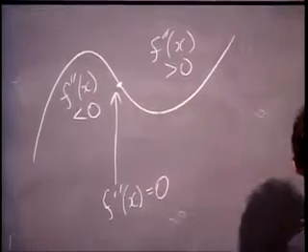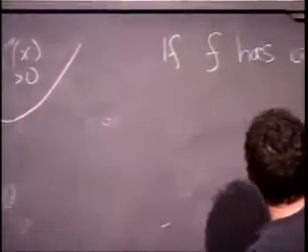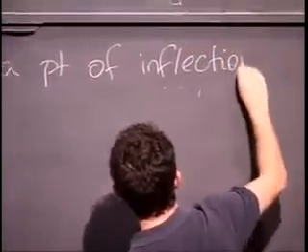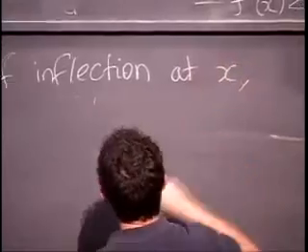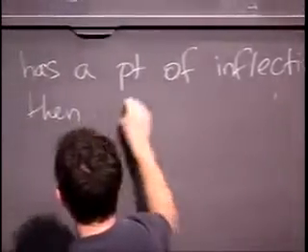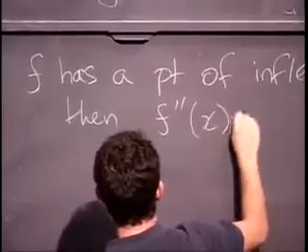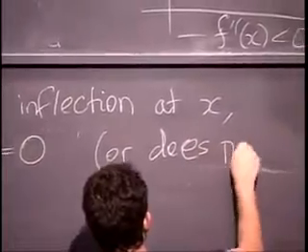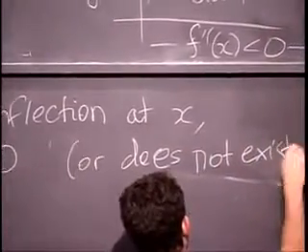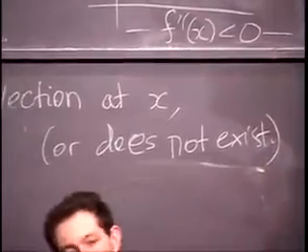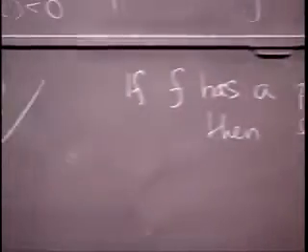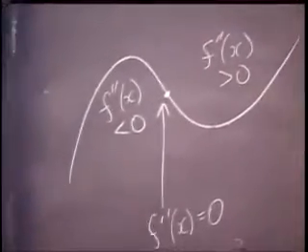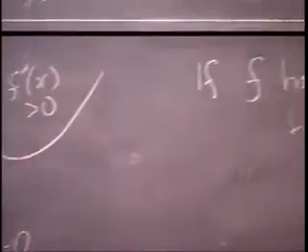So if f has a point of inflection, that's what this is called, at x, then f double prime of x equals 0 or does not exist. It's the same thing with critical points, except now it's the second derivative. So what actually is a point of inflection? Well, that's a point where it's concave up on one side and concave down on the other side. So it switches from concave up to concave down.